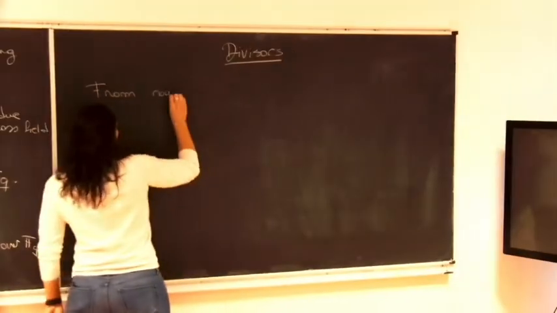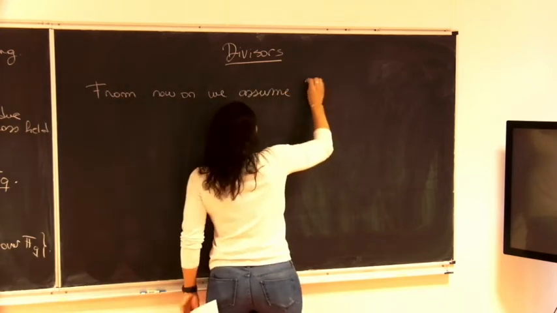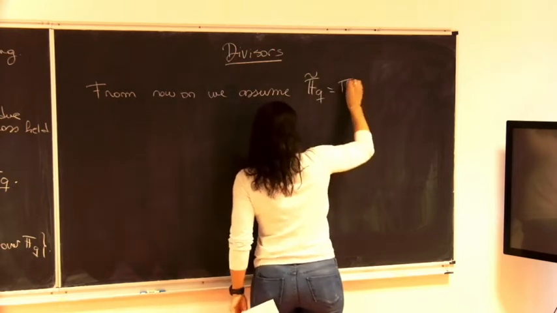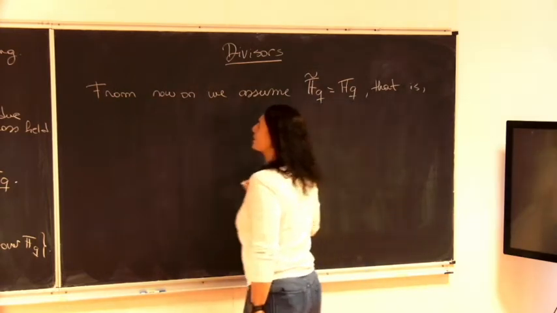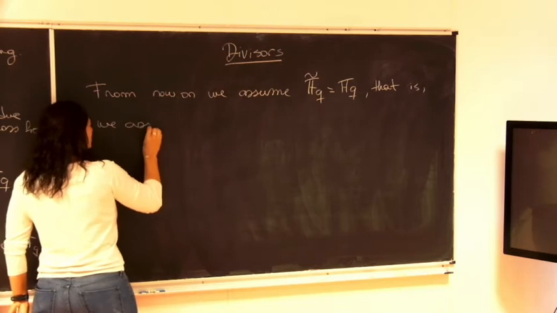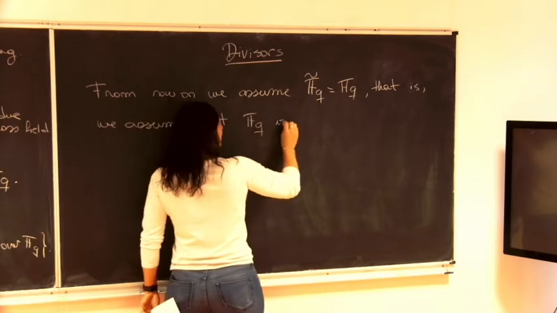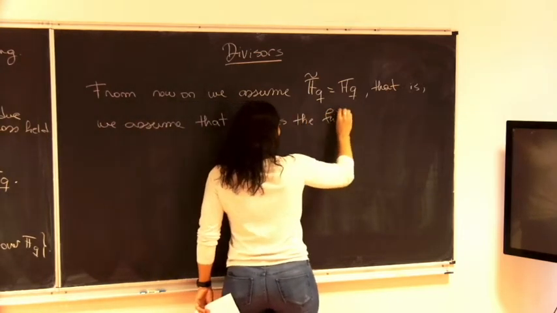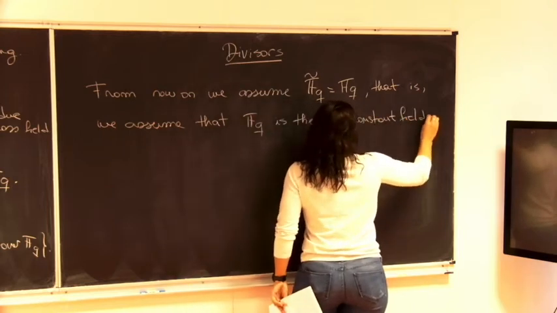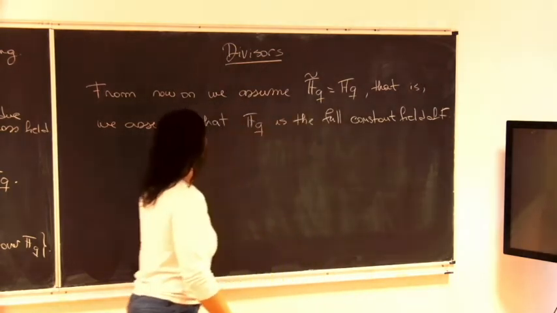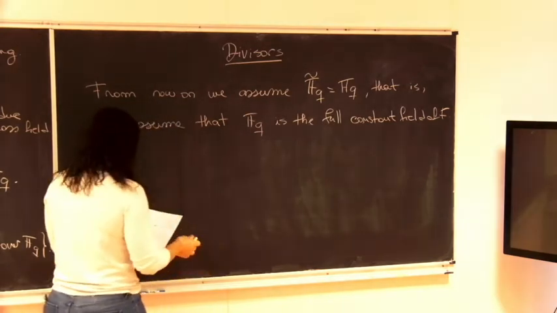So from now on, we assume that FQ is the full constant field of F. And we will see a result in which we need this hypothesis.